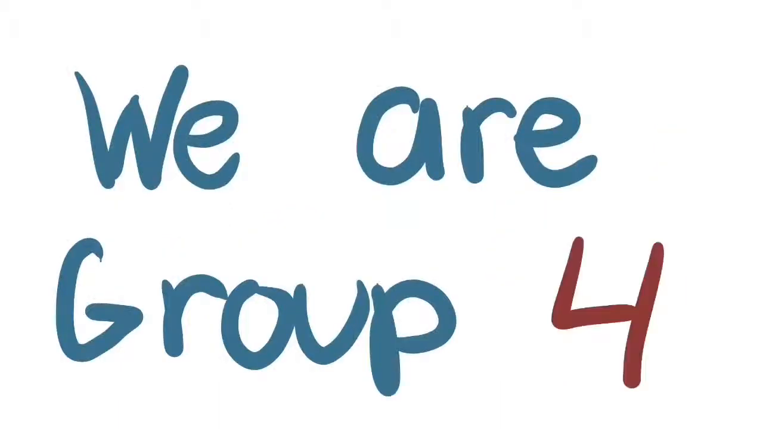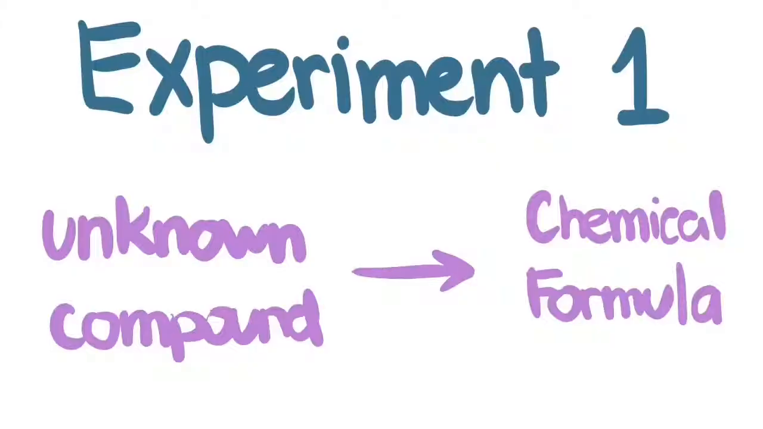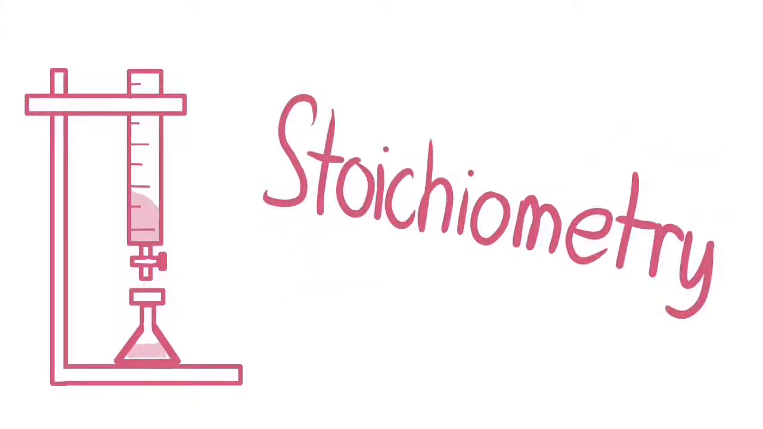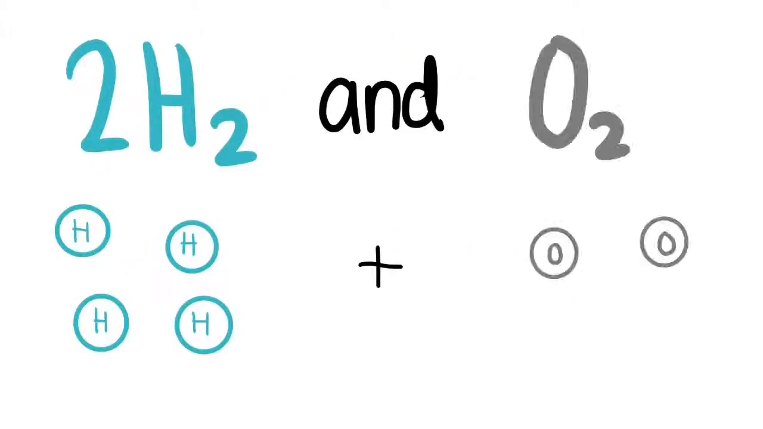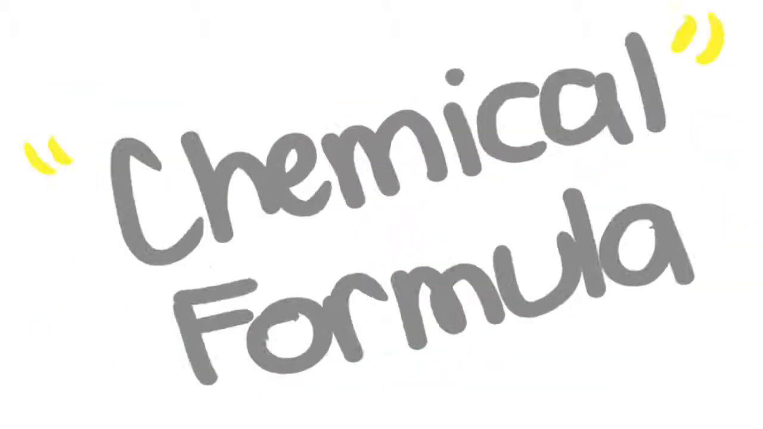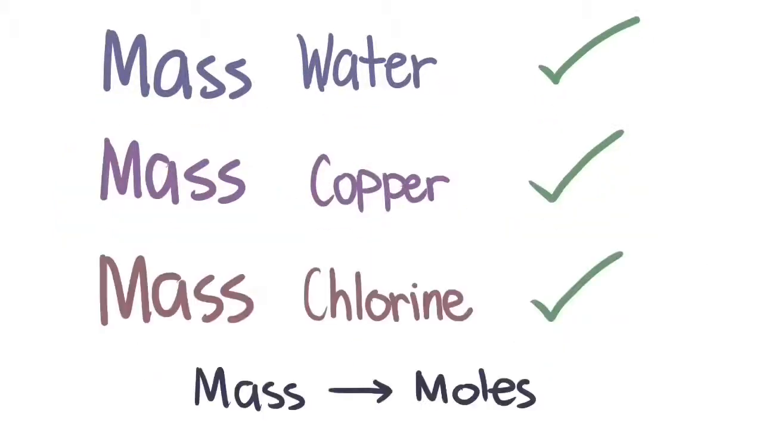Hello, we are Group 4 of 11C, and this is our Experiment 1, Stoichiometry. Stoichiometry is defined as the ratio of two substances undergoing a chemical change. In our first experiment, we determined the chemical formula of an unknown compound from the mass of the materials used.